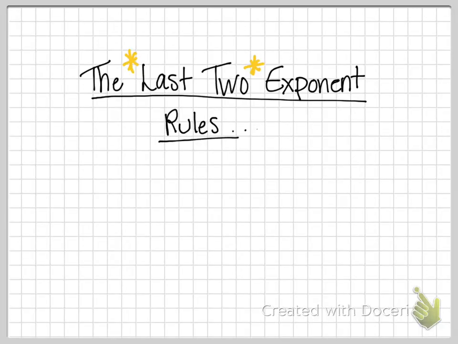Okay, these are the last two rules of the laws of exponents that we've talked about. We've talked quite a bit about the power of a product rule, but we haven't talked a ton about the quotient rule. So here are these last two for you in a nutshell.